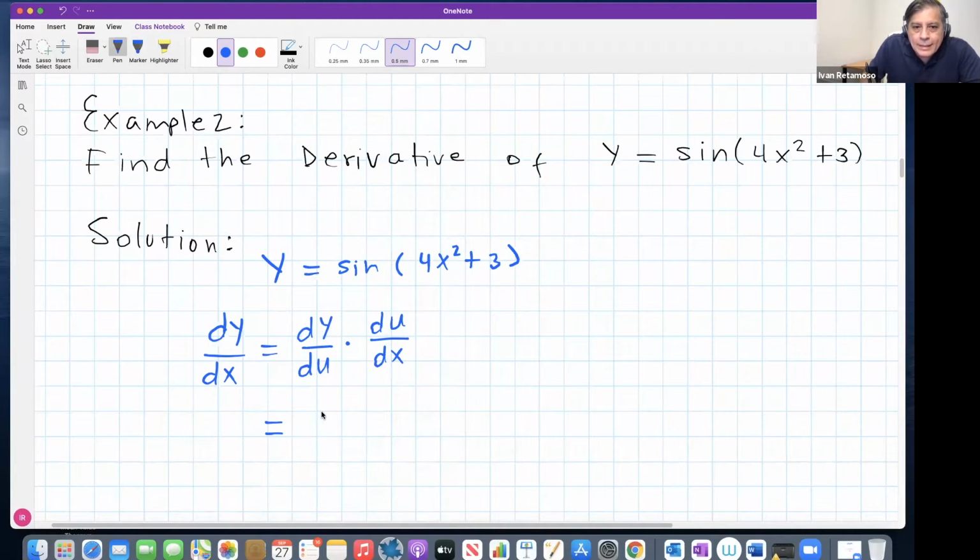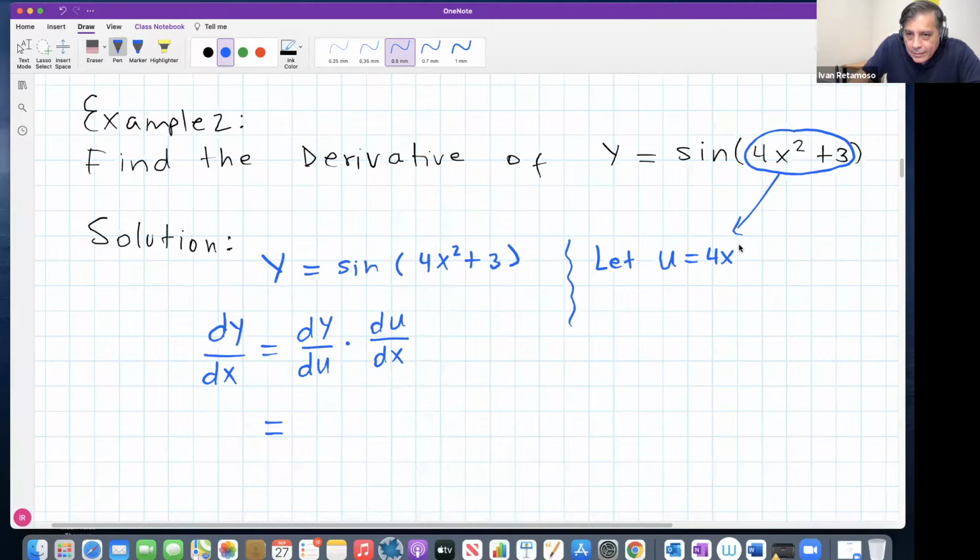But now, what is u? Well, remember, just write on the side here, u will always be equal to whatever you see inside this function. That's how you get your u. And if that is u, then y becomes sine of u, so we can simply write sine of u.